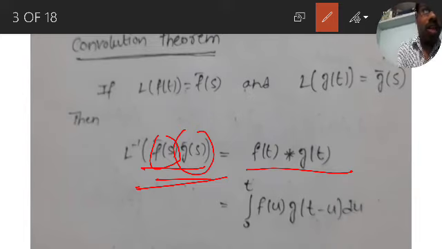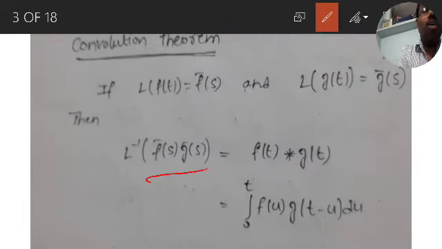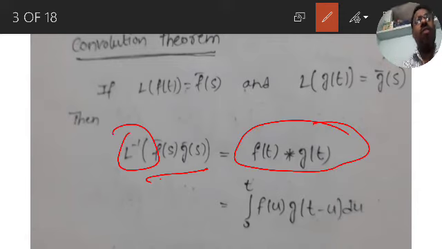This is the convolution theorem, and this is what it says for a product. For a product of functions, we can apply L inverse, and that answer is the convolution, f of t star g of t, is our answer.